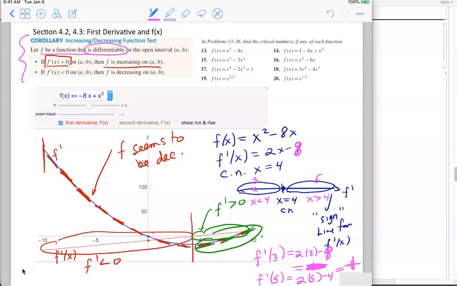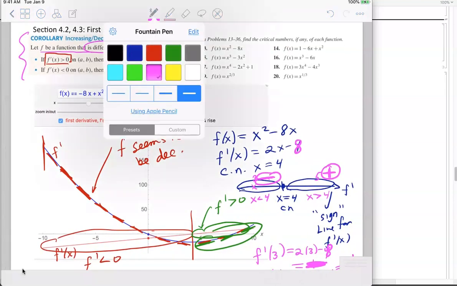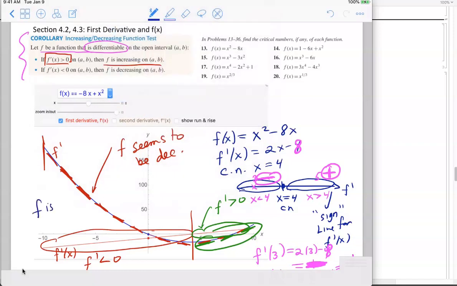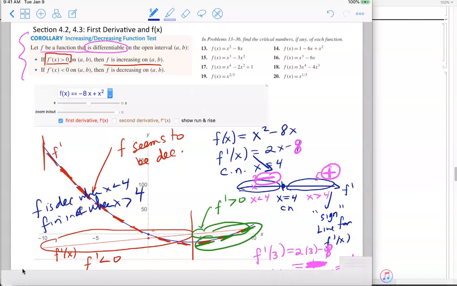So what we're seeing is that when x is less than 4, the derivative is all negative numbers, and when x is bigger than 4, the derivative is all positive numbers. This says that the function f is decreasing when x is less than 4, and f is increasing when x is greater than 4. So that is what the function f prime has to say about the function f. It tells you when the function is increasing or decreasing.